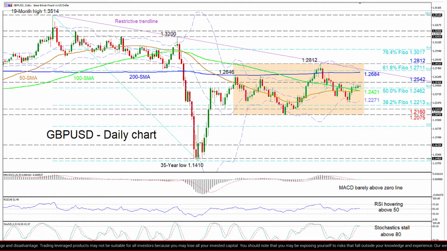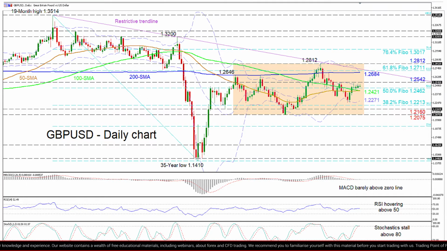Additionally, the horizontal 200-day simple moving average indicates a predominant bias, slightly supported by the convergence within the 50 and 100-day SMAs. If buying interest picks up, early constraints could commence from the 1.2542 barrier, followed by a fortified border around the upper Bollinger Band.